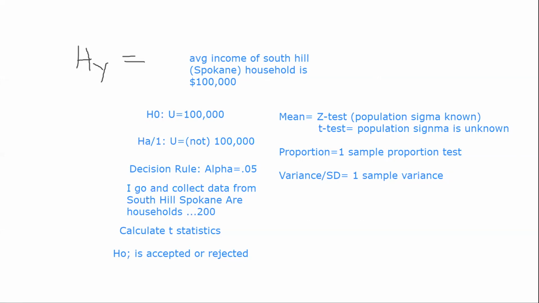Get an idea, formulate hypothesis, gather data, find test statistics, make decision, and revise your idea. So basically, this is the process. This is the cycle of hypothesis testing. So these are the steps in order to test the hypothesis.